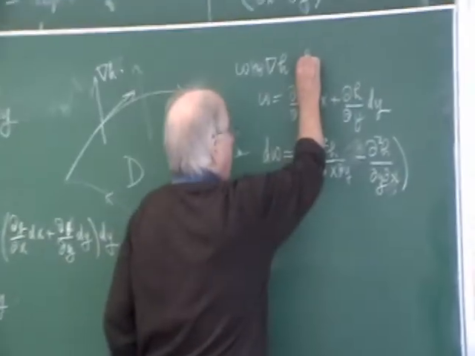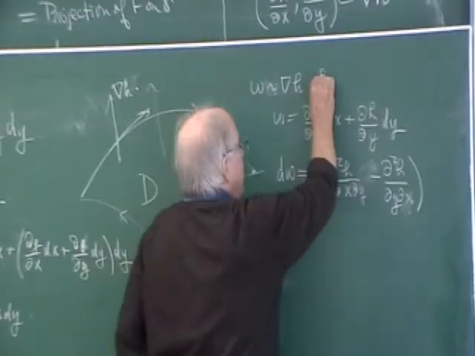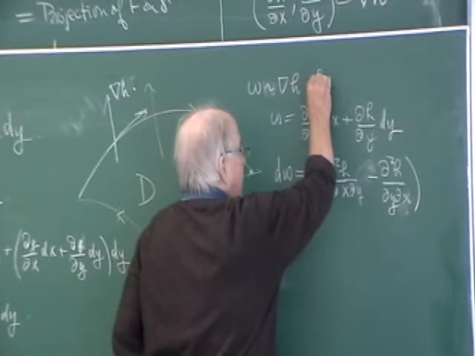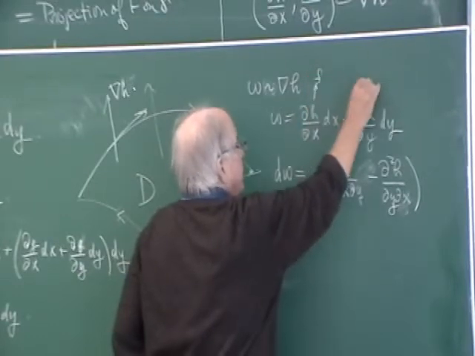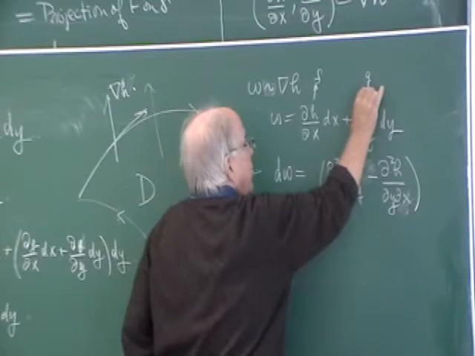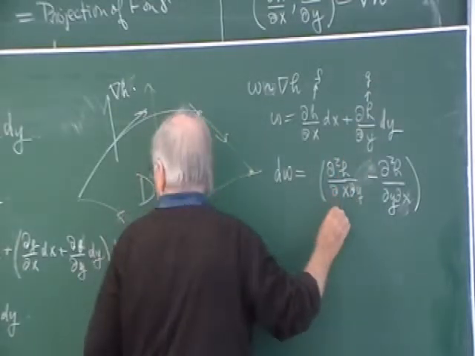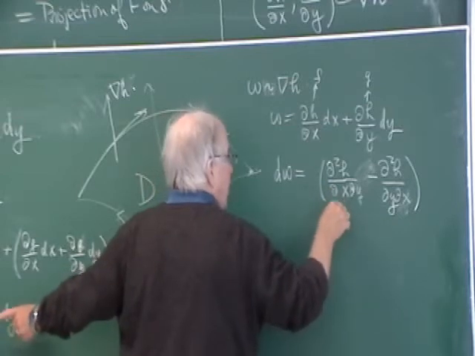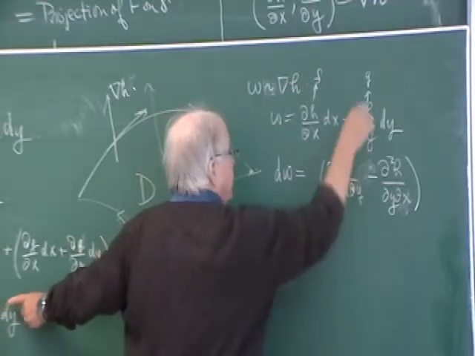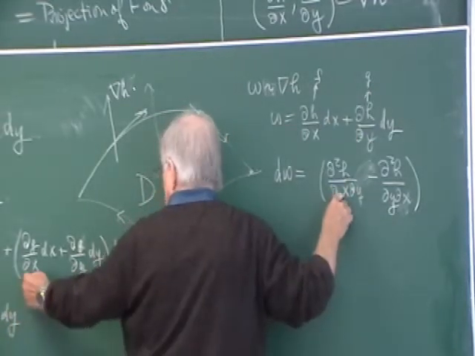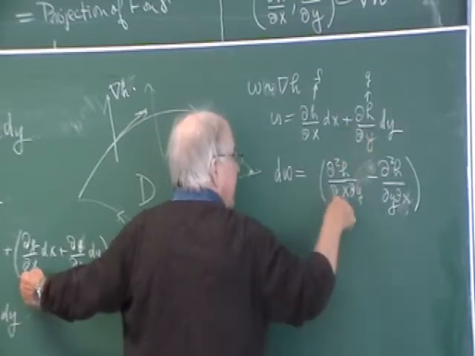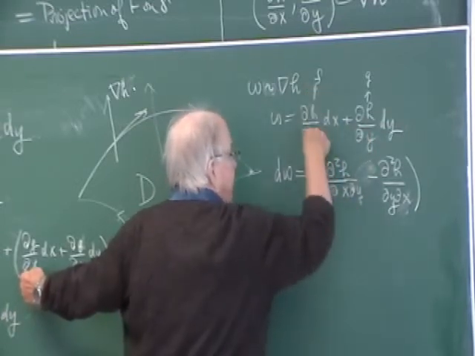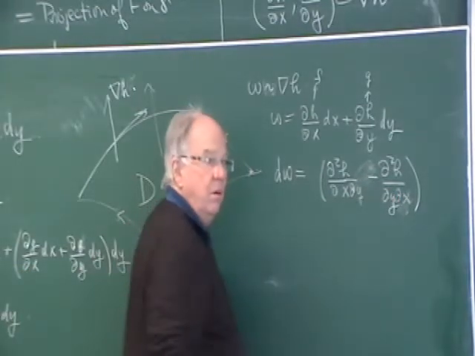Let's see, this is in the notation. I did it exactly... no, I did it right. This is F and this is G. Okay, so it's dx dy, dg dy, so dg dx, which is that, minus df dy.